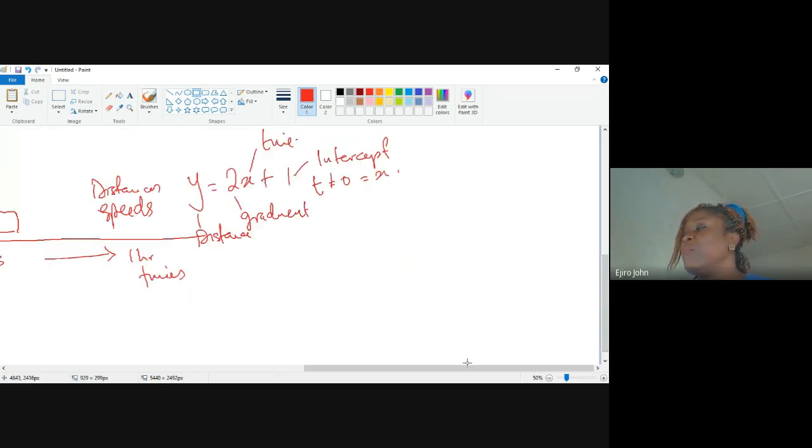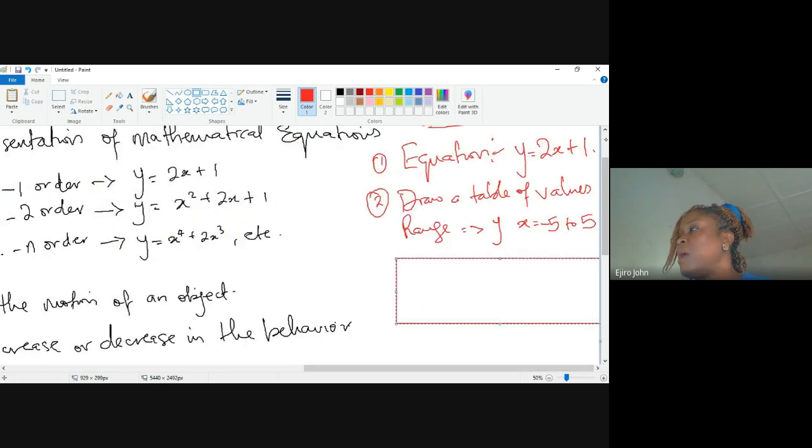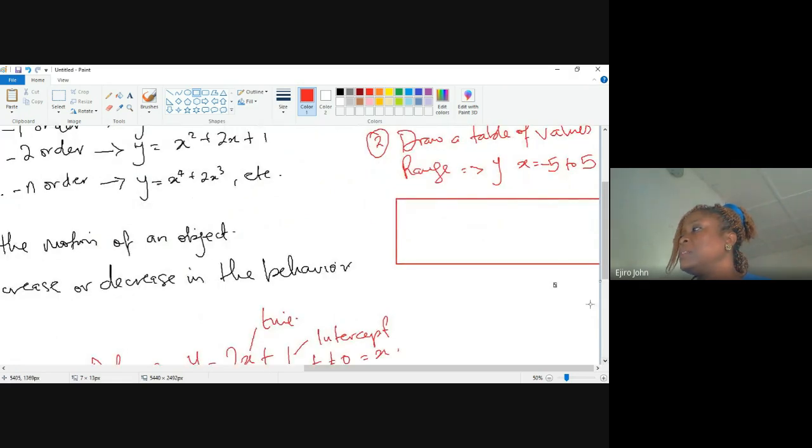It is your table of values that you will use to generate your graph. If you're understanding everything I'm saying, please write in the comment section. If you're hearing me, write in the comment section.